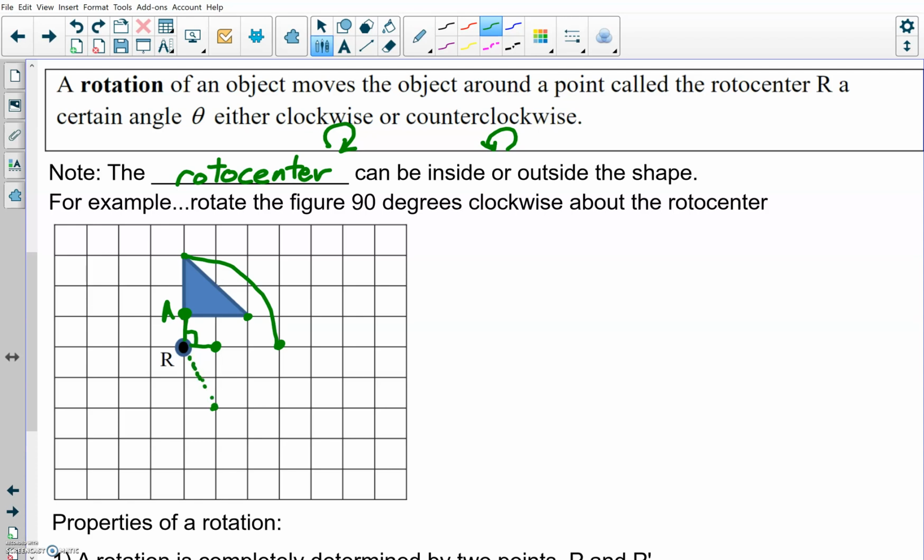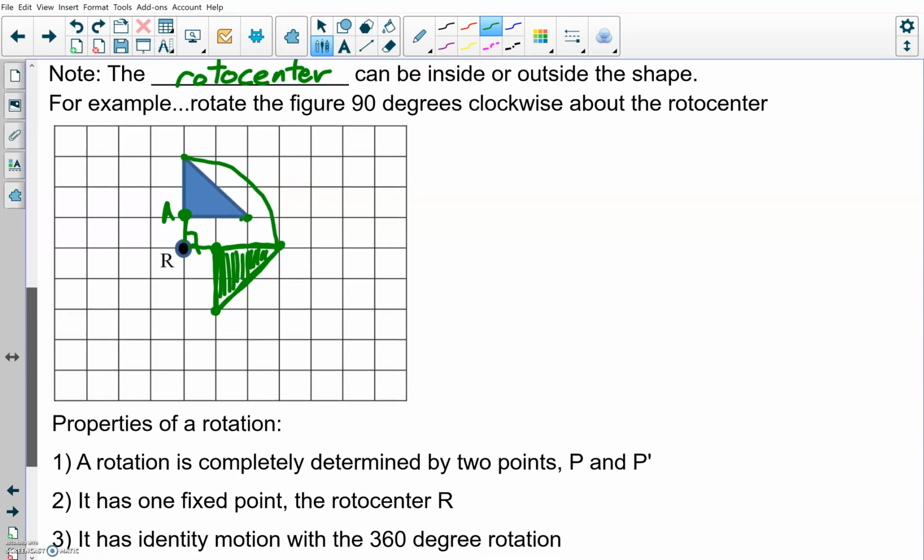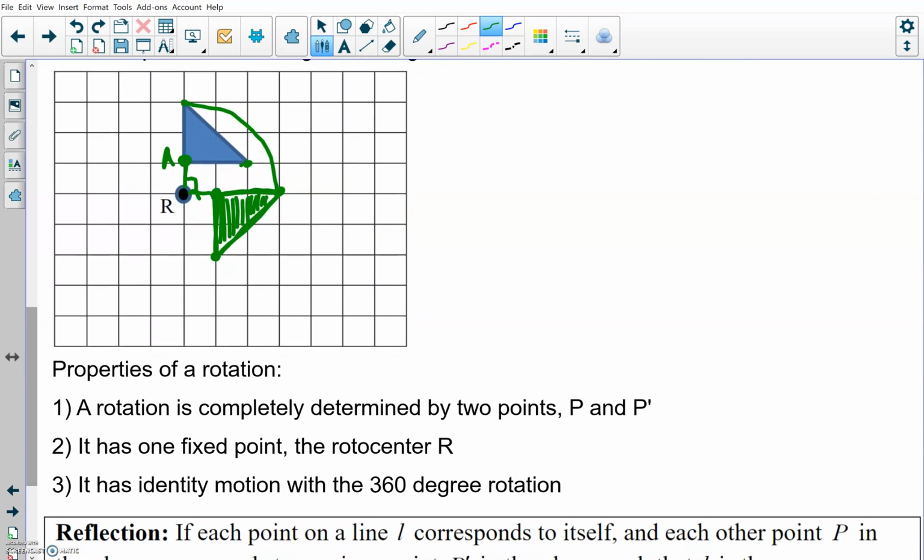And just check that that's 90. If you connect here, you see that's a 90-degree angle. So the shape then gets drawn in like this, and that is your rotation about that rotocenter R for that particular triangle. And in this case, the rotocenter is outside the shape.